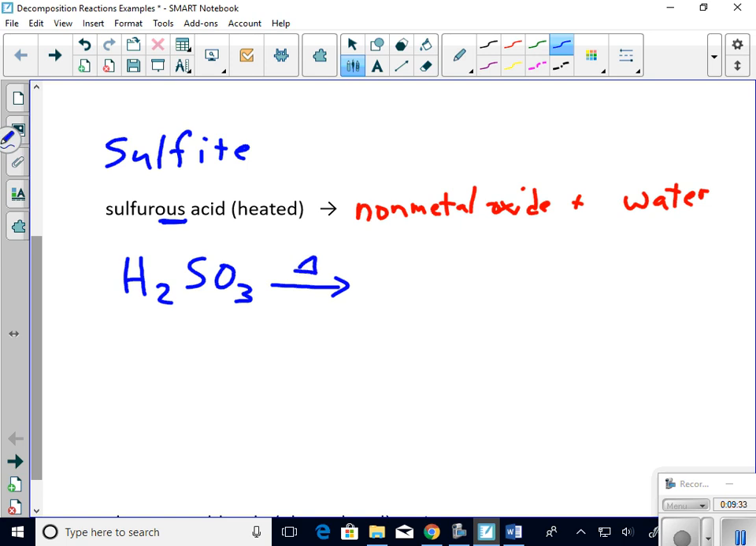will give me a non-metal oxide. Now, my non-metal oxide and water. How I think of these, folks, is simple math. Okay, I know that one of my products over here is H2O, don't I? I know one of my products is H2O.